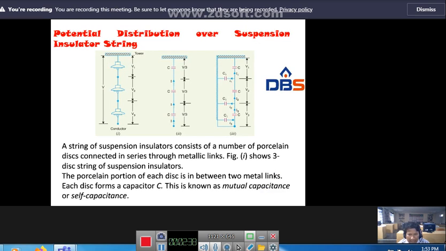So, once again look at the figure. Each disc acts as a capacitor, and suppose it is ideal. Then the voltage is the same, V by 3, V by 3, V by 3. But practically, a leakage current will be there, that is, this C1 will be added. Whenever C1 is added, because of leakage current, the voltage distribution will be different: V1, V2, V3.